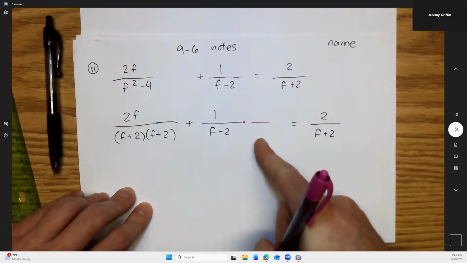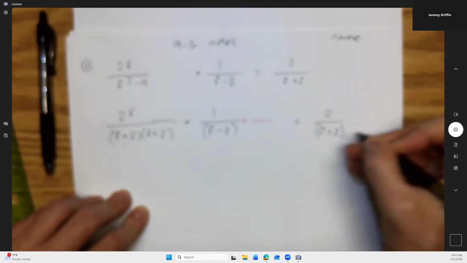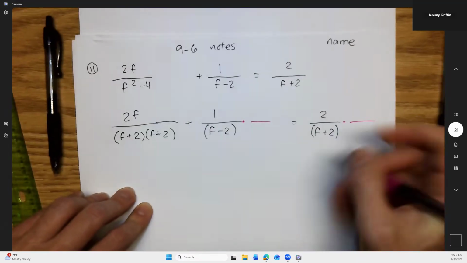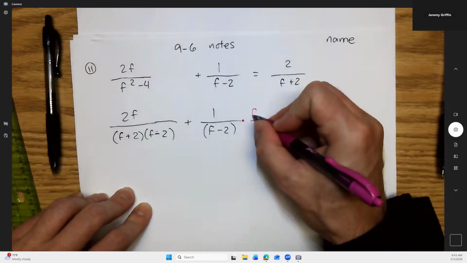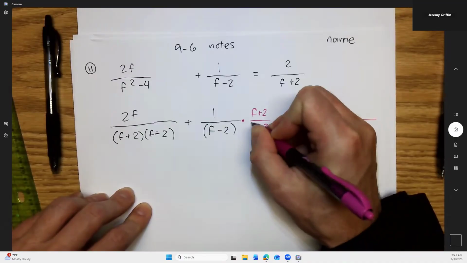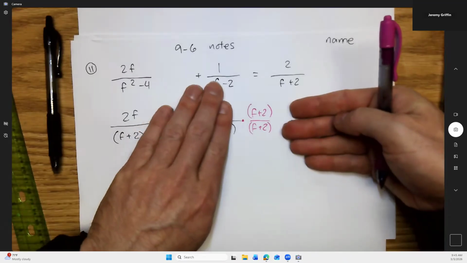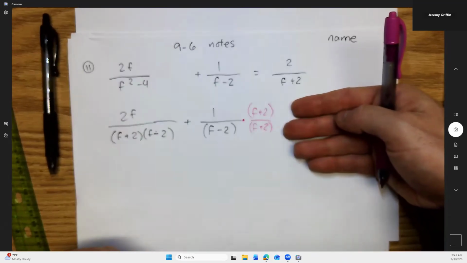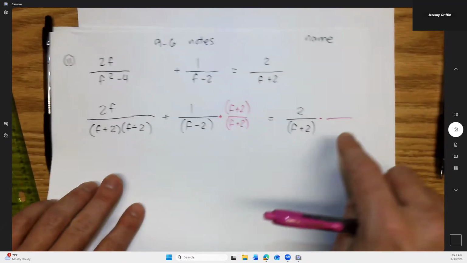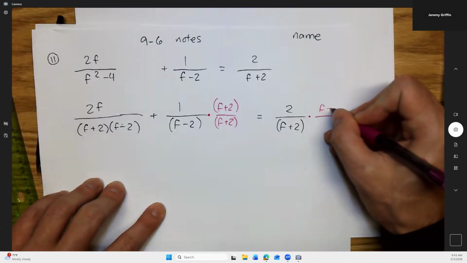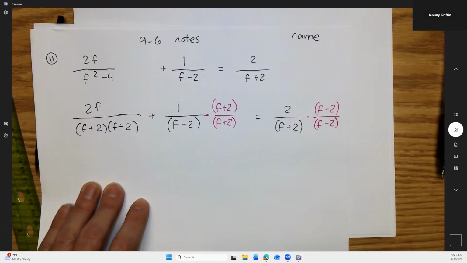So what do you need to multiply top and bottom right here? What over what? f plus 2 over f plus 2? You've seen this for a while now. It's module 9. Everything I just wrote in pink is equal to what? 1. So we're technically multiplying by 1. But now we do have a common denominator that matches. And a similar idea over here: I need f minus 2 over f minus 2. Now we have common denominators all across the board.